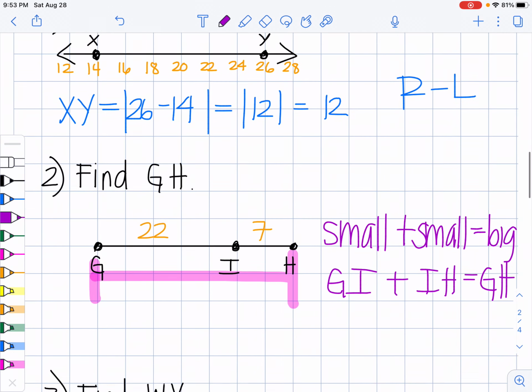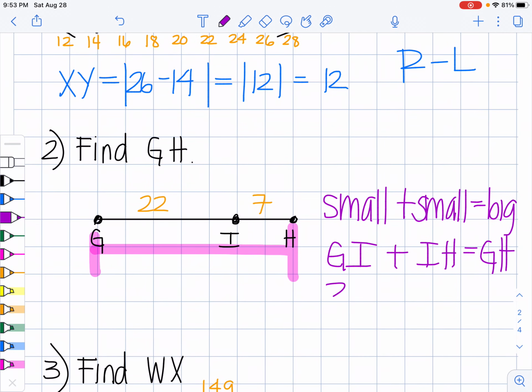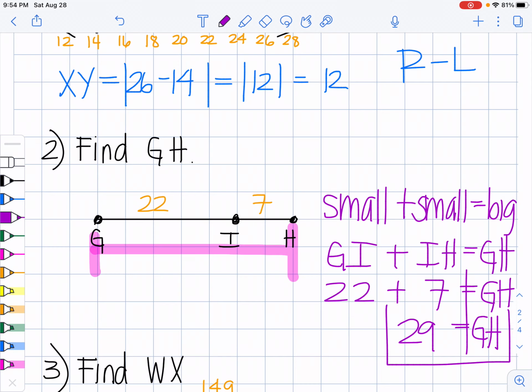So how much is GI? Well, GI is 22. How much is IH? IH is 7. And I don't know GH, so I have to figure out what it is. So I put a line down the equal sign, and I can combine together my like terms. 22 plus 7 is 29. So now I know that GH is 29.